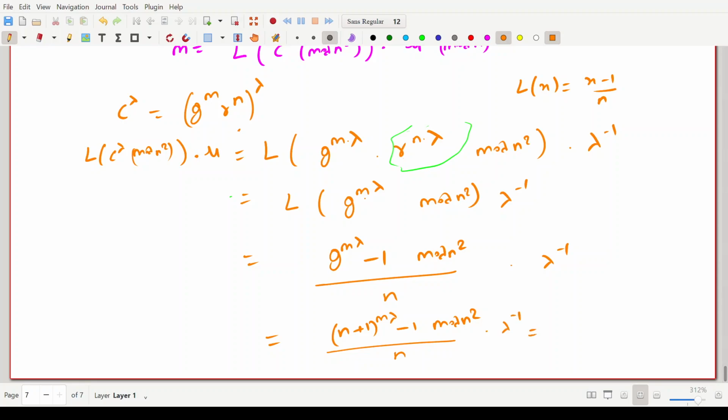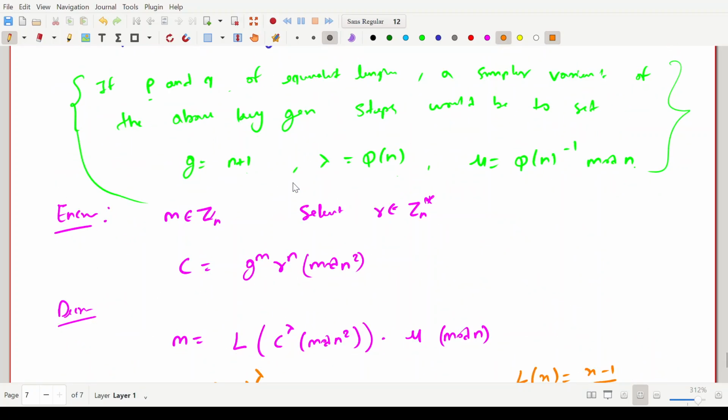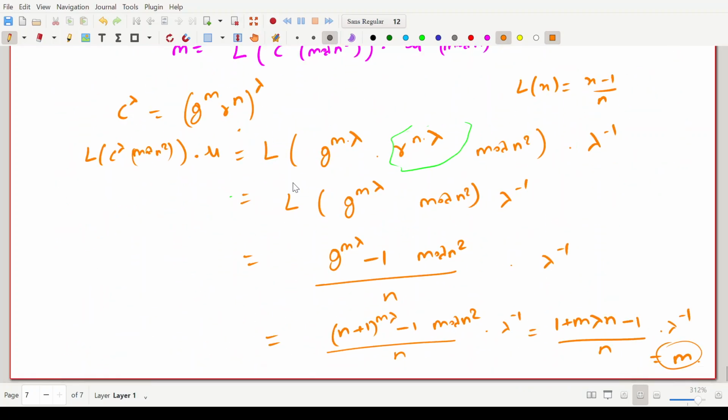But if you see the binomial expansion, it will be 1 plus M lambda plus other terms, which involve N square. So 1 minus 1 gets cancelled, divided by N, and I'll be getting M lambda. Outside I was having lambda inverse, so I'll be getting my message M. So this was the correctness we have checked. One thing you have to observe here is that I wrote G is equal to N plus 1, to use this binomial expansion part.